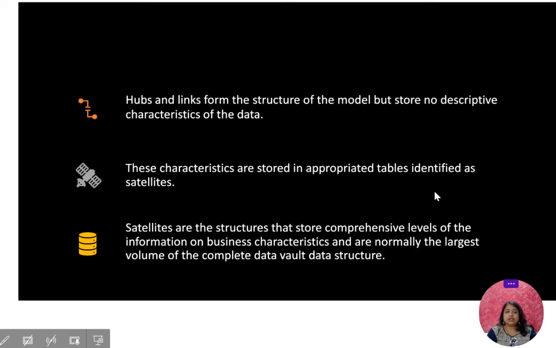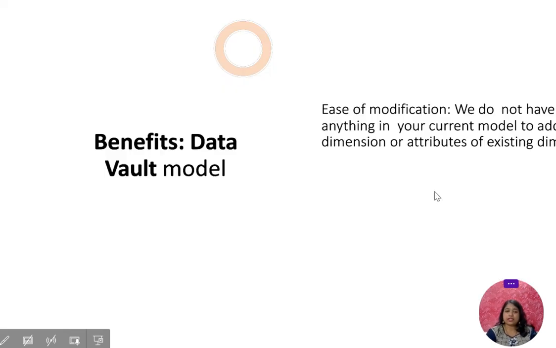Now hubs and links form the structure of the model, but they do not store the description of the data. So where do we store this description of the data, or the entire data? In the satellites. The satellites are structures that store a comprehensive level of information on business characteristics and are normally the largest volume of the complete data vault structure, where we can say that the entire table is stored in the satellite with all the values.